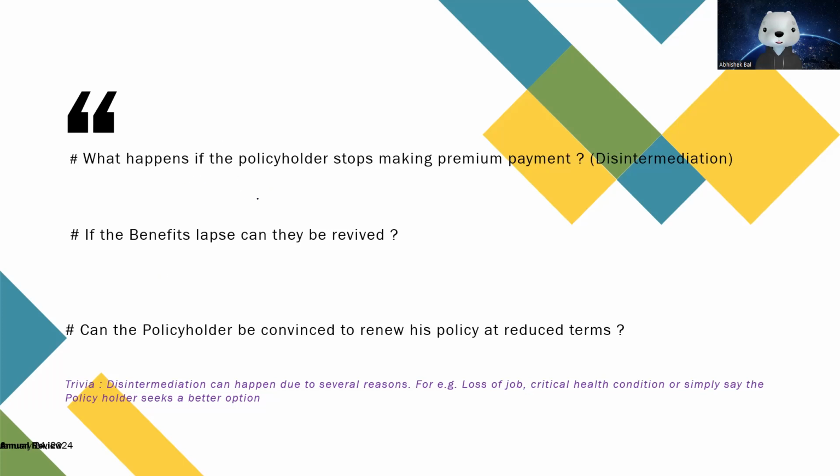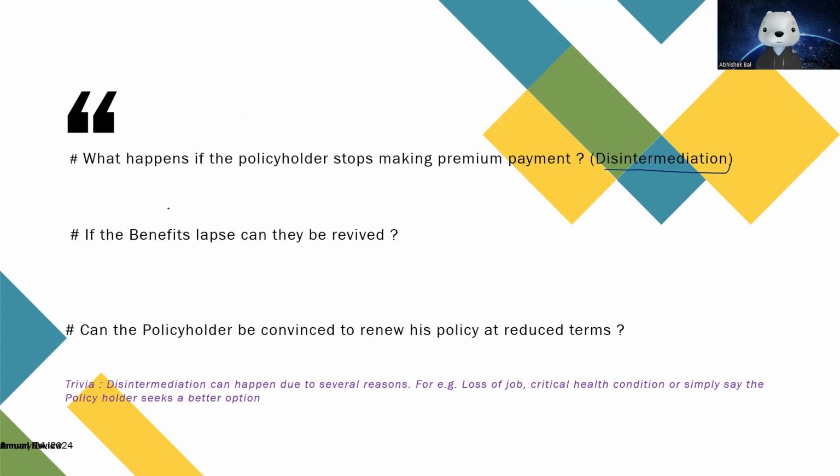For example, let's think of a situation. What happens if the policyholder stops making payment? In the terminology of insurance, we call that disintermediation. The problem of disintermediation is very, very practical in nature. It does happen. Now, a few questions will open our mind to why different kinds of insurance policies come into the picture. So first is, what happens if the policyholder stops making payment?